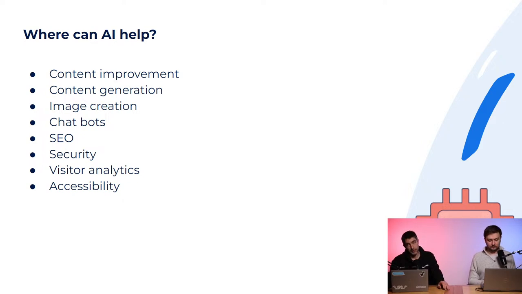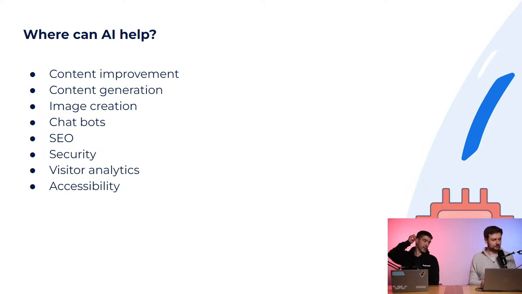Analyzing your visitors. So looking at how people behave and things like that. So there's tools that will give you insights into that. Again, how AI is debatable, but again, it comes from that kind of learning of the past. And accessibility, things like text-to-speech, all that sort of stuff, it can help with that.